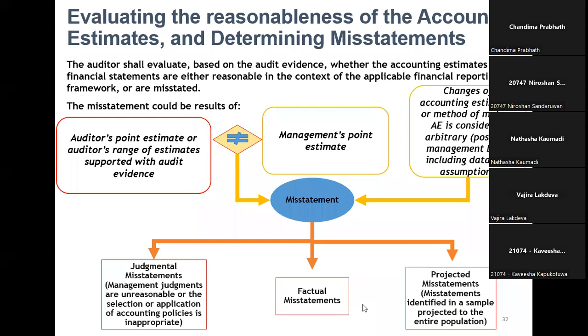Misstatement as per ISA 540, there are three types of misstatement: factual, projected, and judgmental. Judgmental comes when it comes to a particular accounting estimate, the model or the method or the assumptions or data that has been used, and then whether there is a possible management bias. All that would contribute to a judgmental misstatement, which requires to be evaluated at senior level of the engagement team, and then to assess the misstatement level, right?